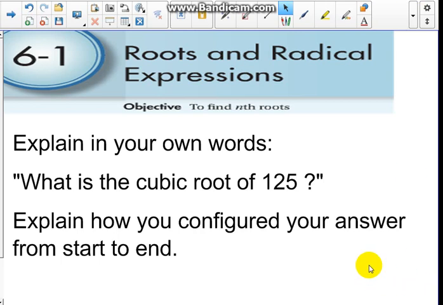Hi, this is Miss Downey, and we are beginning Chapter 6, Section 1 of Algebra 2. This chapter is about roots and radical expressions. Our objective is to find the nth roots.